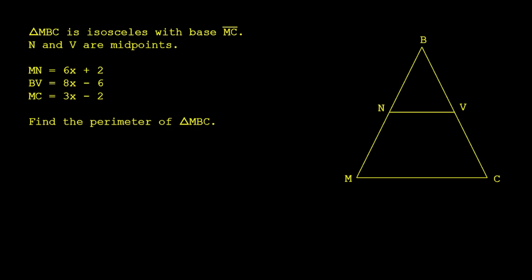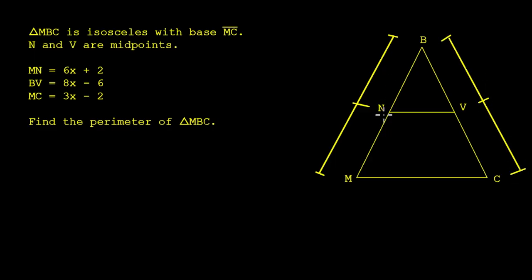In this video, we will be doing algebra from geometry. As always, the algebra comes from the geometry of the problem. So first, triangle MBC is isosceles with base MC. That, of course, means base MC. So MB there is congruent to CB there.